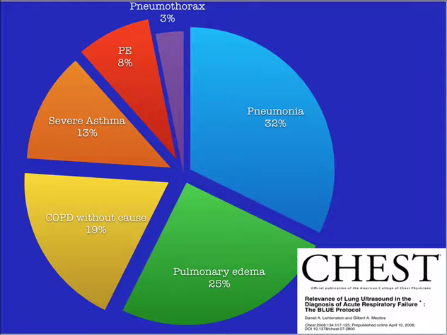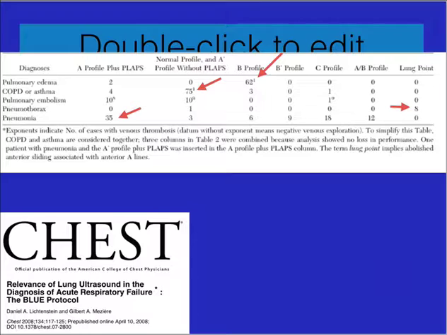What are the typical diagnoses that we saw? Well, it's a typical spread of what you would expect to see: pulmonary edema, pneumonia, COPD and asthma together, and very small components of PE and pneumothorax causing the respiratory failure.